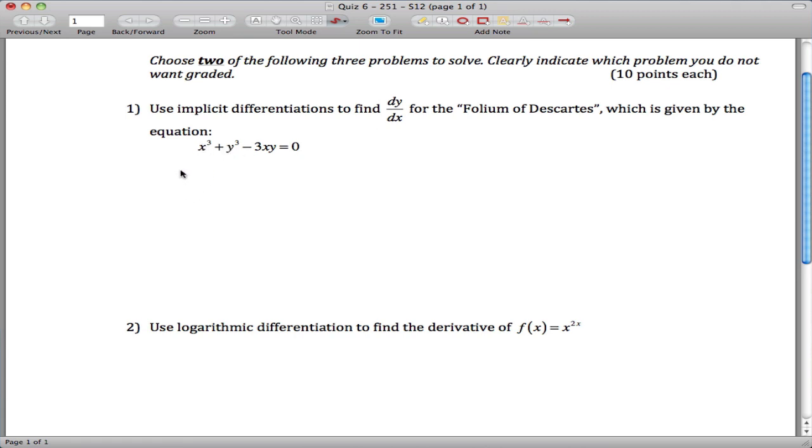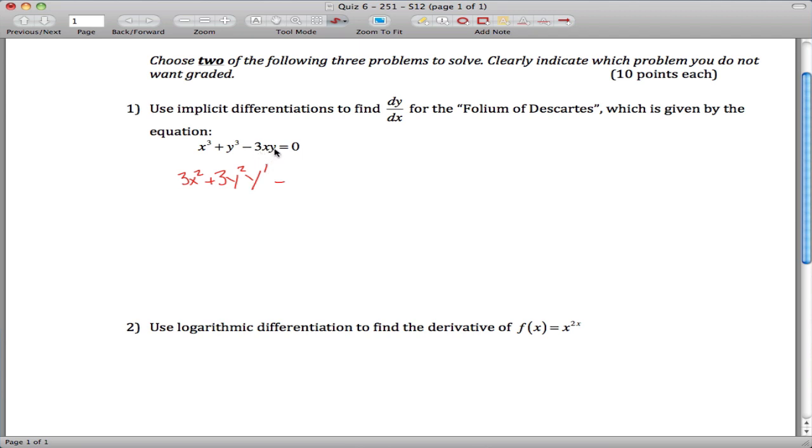So if we take the derivative of both sides of this equation, what we get is the derivative of x cubed is 3x squared. The derivative of y cubed is 3y squared times y prime. That one's a little bit tricky here. The outside function is x cubed. The inside function is y, whose derivative is y prime. So we're using the chain rule here. And then here we have to use the product rule.